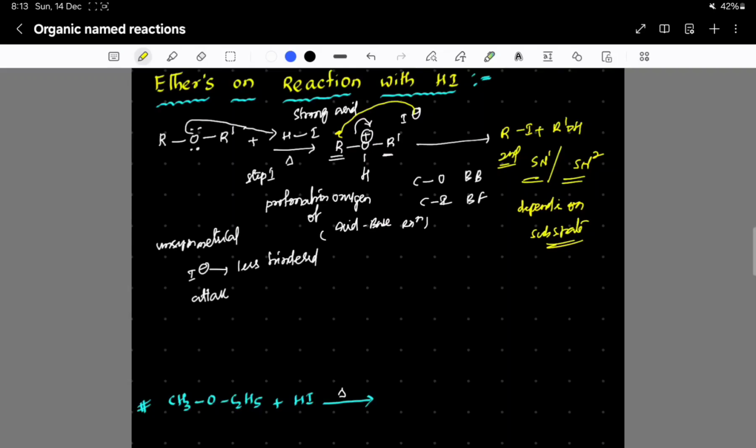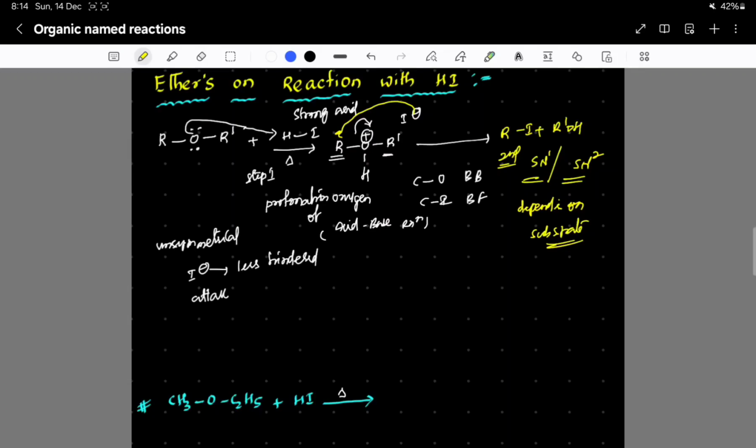This point is very important. Now, in this second step, the I minus proceeds through either SN1 or SN2. This SN1 and SN2 reaction pathway is decided by your substrate. The conditions we have are very clear.